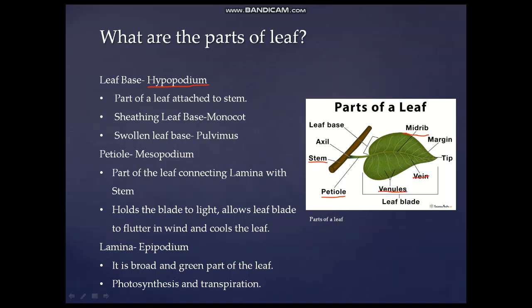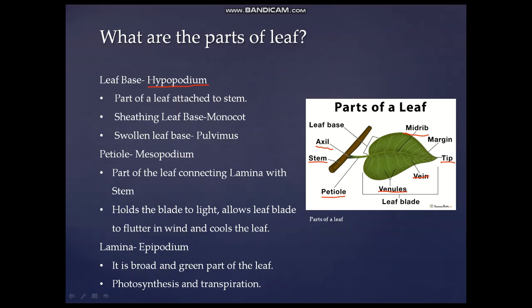Another one is the apex part, that is known as tip, and axil. Axil is the angle formed between the main stem and the petiole from where they arise.